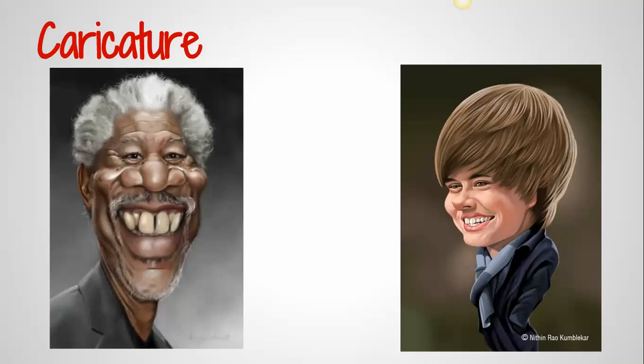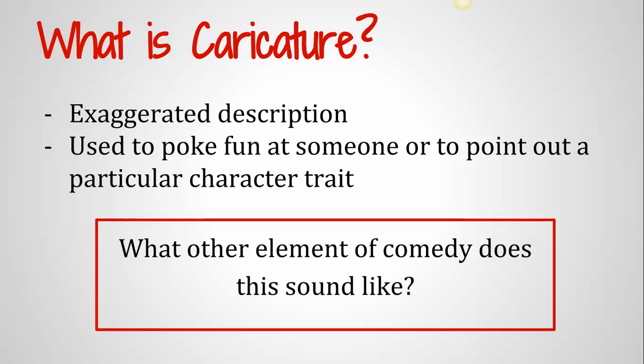And so while these are great examples of caricatures, the type of caricature that we're going to talk about today is actually literary caricature. And so literary caricature functions the same way as the drawings do, but through the use of descriptive words. So a caricature would be defined as an exaggerated description of a person. And these are different from normal character descriptions because they're much more detailed, and they're usually used to point out a flaw, poke fun at someone, or draw attention to a specific character trait.